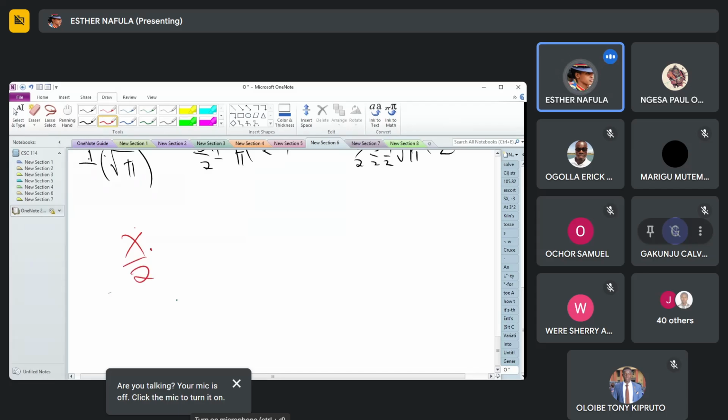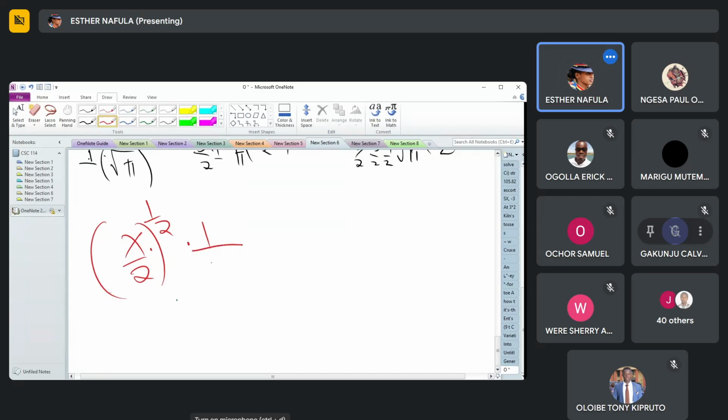X over 2 raised to power half, times 1 over square root of pi. The half is common in the denominator: 1 divided by a half root pi. So 1 divided by a half. If we bring the half to the numerator, we'll have a 2, right? Yes. So let's just have that 2 here.